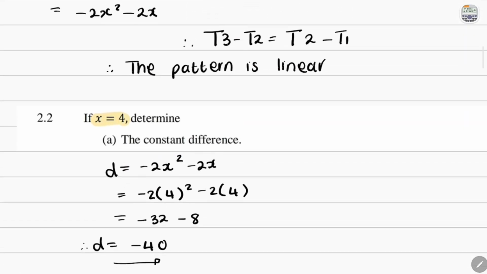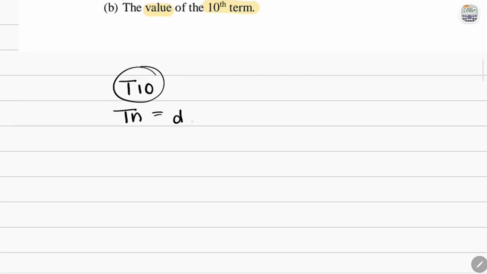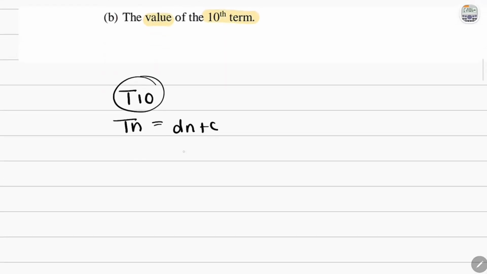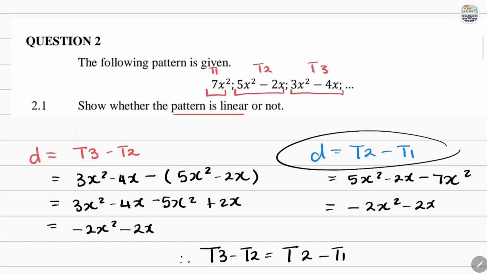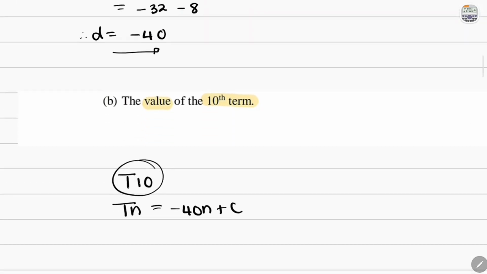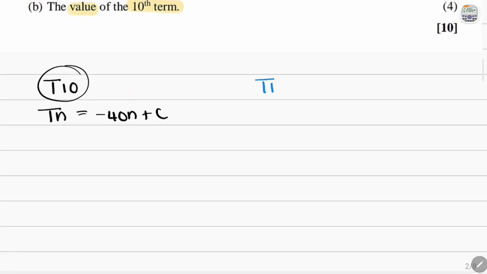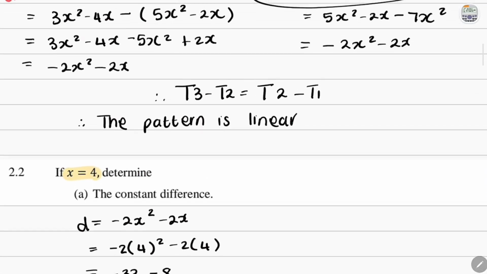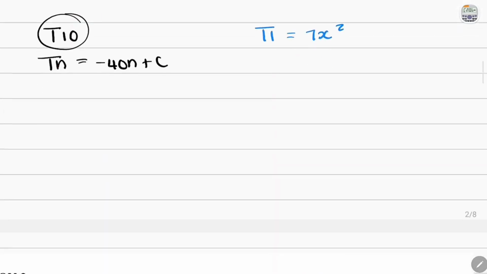Okay, so we know that it is a linear pattern, so it's going to be dn plus c, and our difference is negative 40. So we have negative 40n plus c. So now just find c using one of the info that you know. Take the easiest one. We have t1 equals 7x squared, okay? Since we know what x is, we can just find the value of term 1. Okay, remember that x is equal to 4. They already told us that.